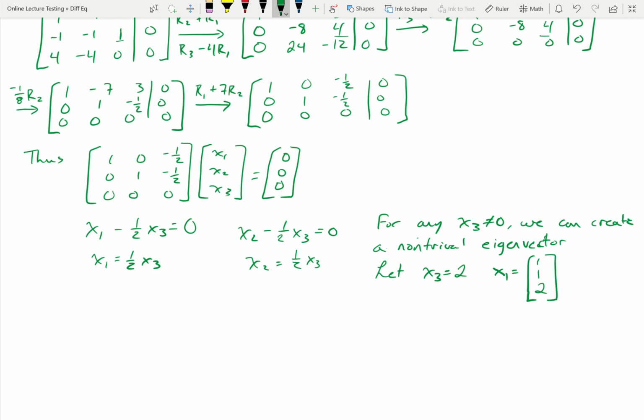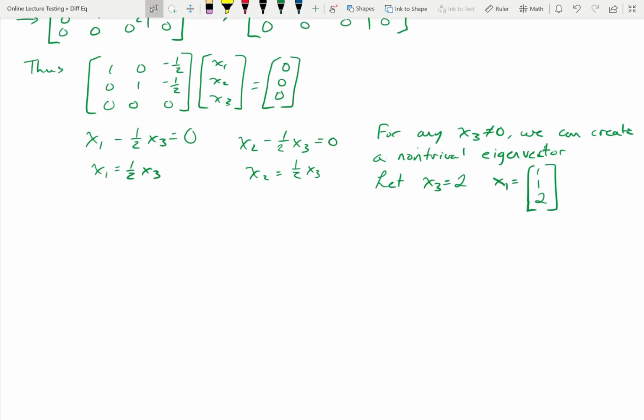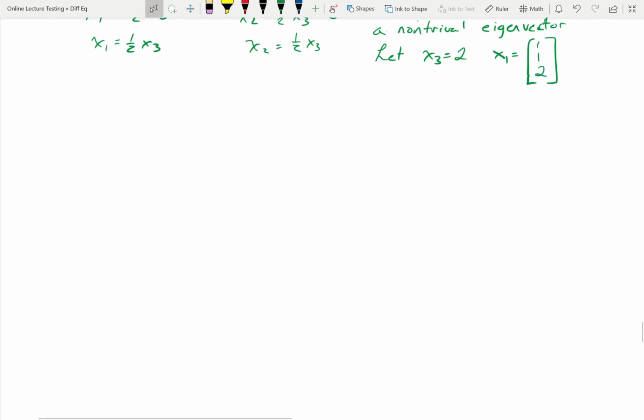All right. So now we're going to do the exact same thing for lambda 2 is equal to 4 and lambda 3 is equal to -4. All right. So lambda 2 is equal to 4. And actually, let's do this in a different color to keep it separated. All right. So A minus 4I times x is equal to 0.